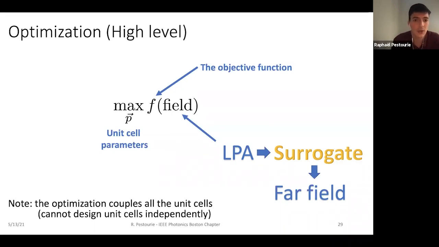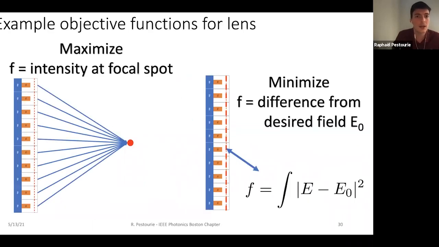Also note that by definition of this optimization problem, we are already coupling the choices of all the parameters P together. So we don't have the caveat of the forward method, which is solving for those parameters independently and cannot do trade-offs. Here are a couple of example objective functions that you might be interested in for a lens.